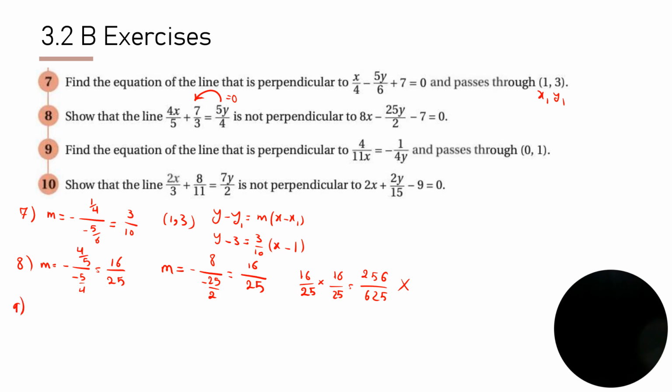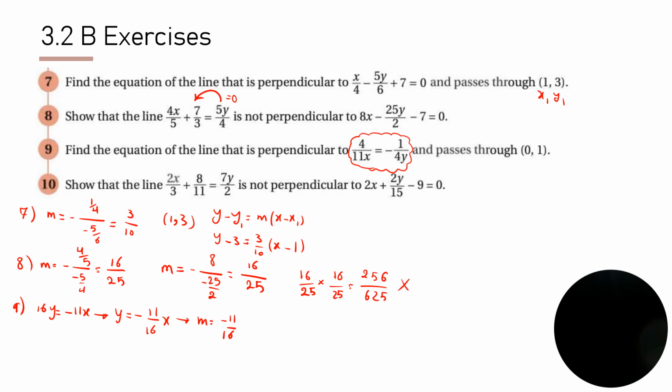To solve question 9, it says find the equation of the line that is perpendicular to this line and passes through (0, 1). The first thing, I have to change this one to slope-intercept form. Cross multiply and simplify. If you cross multiply it, it's going to be 16y equals negative 11x. Then divide by 16, and y will be negative 11 over 16 x. So the gradient is m equals negative 11 over 16.